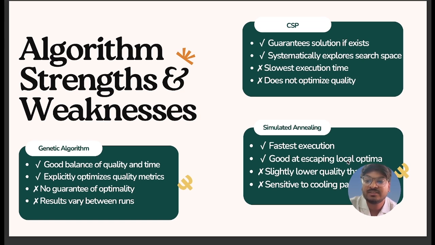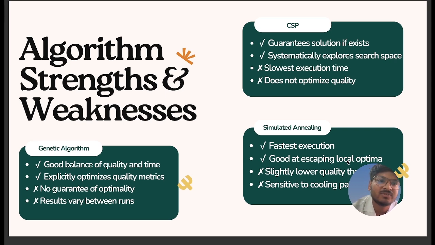Algorithm strengths and weaknesses. Genetic algorithm: good balance of quality and time. It explicitly optimizes quality metrics. It has no guarantee of optimality, and results vary between runs.